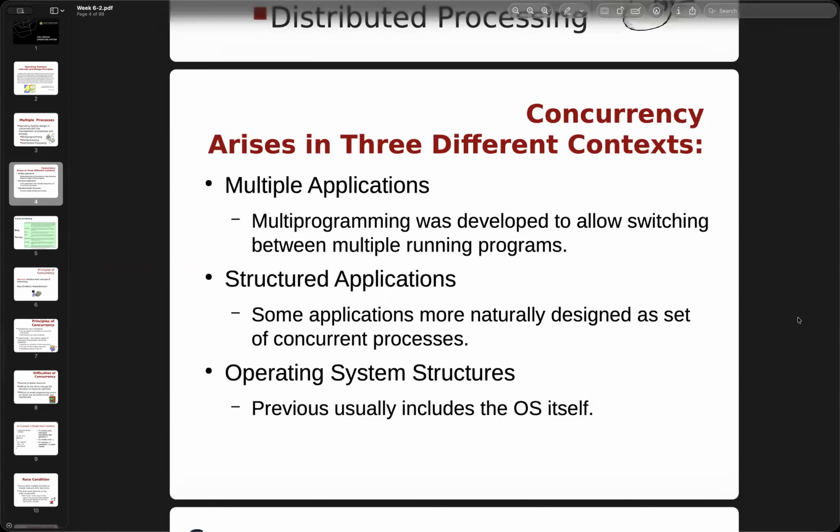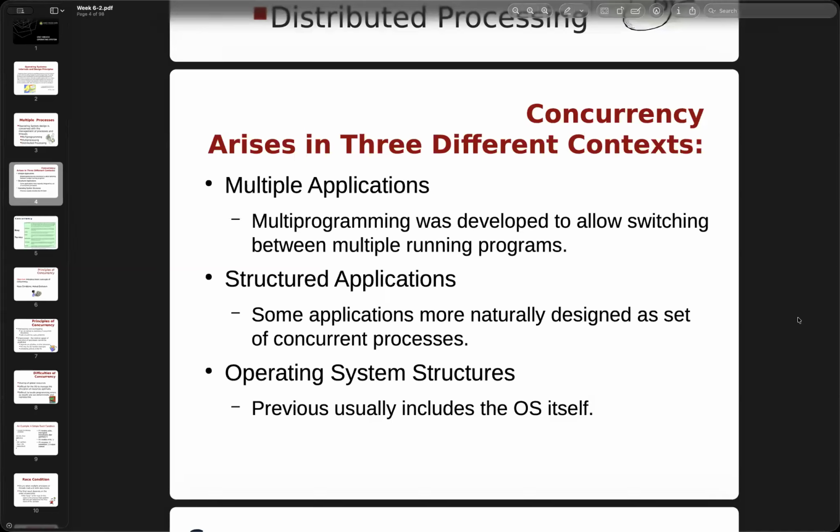Next, how about structured applications? Some applications are designed naturally as concurrent processes, and some maybe not. When we talk about multi-threads or multi-process, if an application was not structurally designed for that, then we cannot really utilize the CPU or the whole performance.